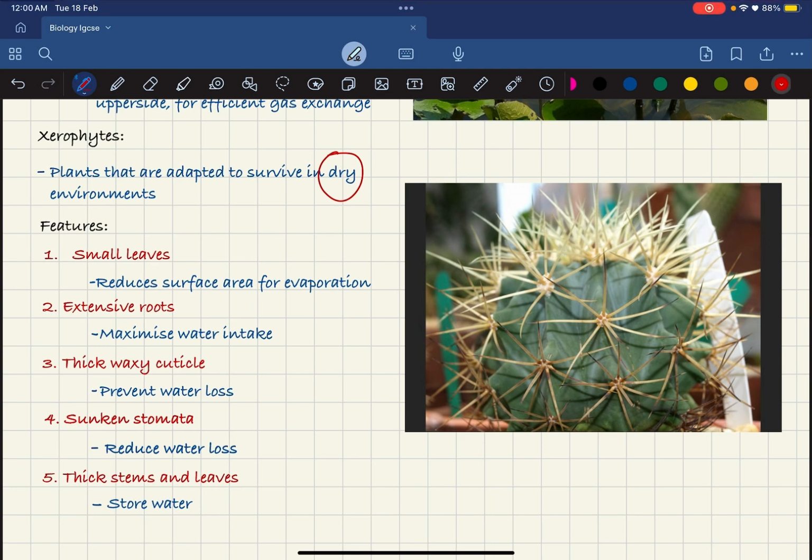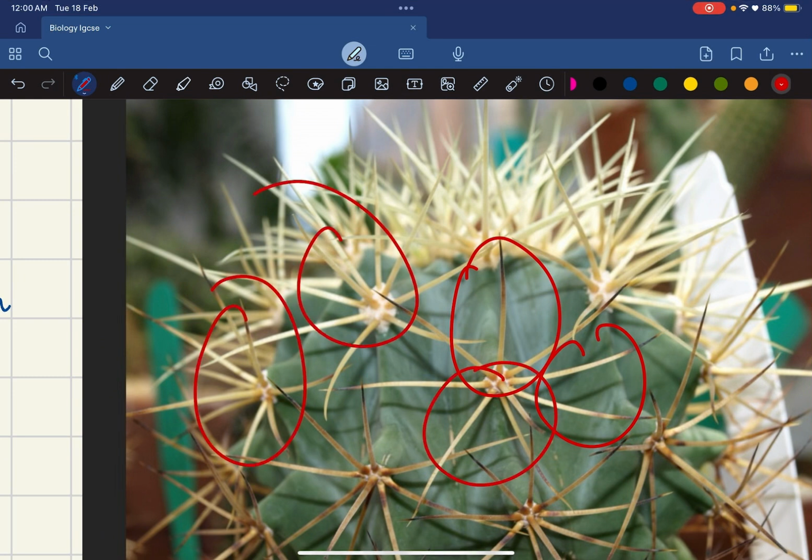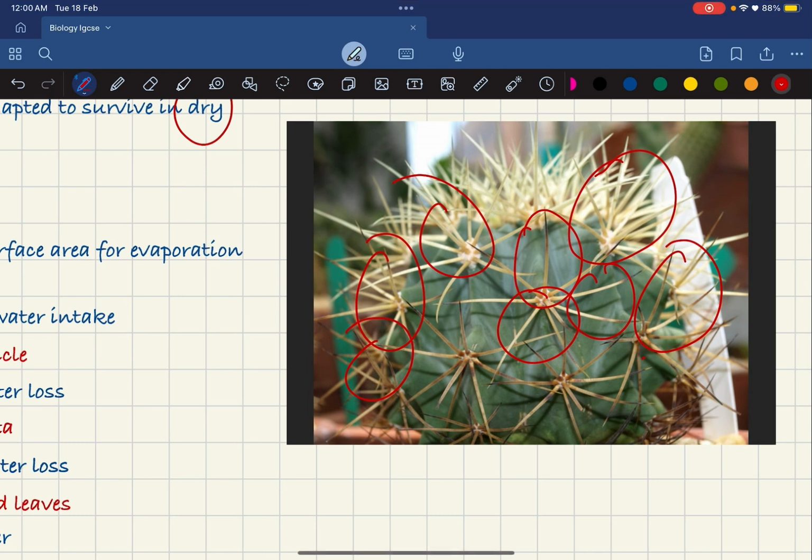Okay, it's because first of all they have small surface area. How do they have small surface area? These spines over here, these spikes, reduce the surface area of the plant, so that less water is evaporated, and they can store as much water as possible.